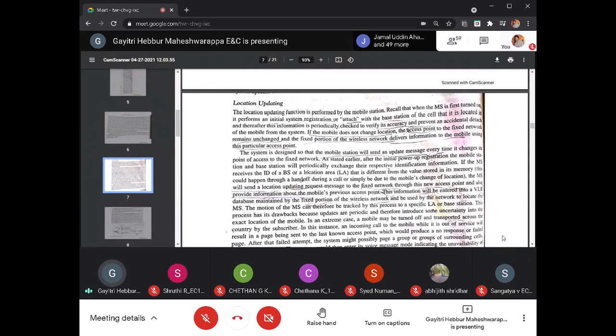The mobile switching center has to route the call. Before that, it will take the information from the visitor location register, where exactly it is, whether it is in the home area or in roaming, wherever the mobile is. In the initialization process itself, that particular location will be updated. Okay, that is one thing.